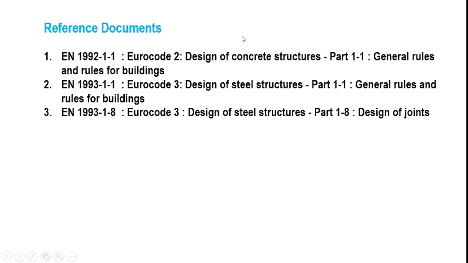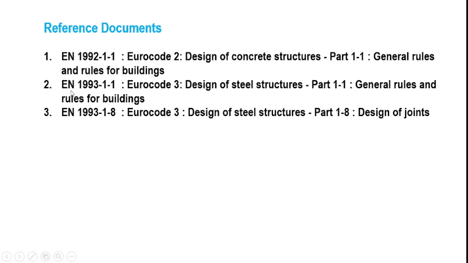Now, before getting into the details, I would like to list the documents that are used for the preparation of this design calculation. So essentially we have three documents. The first one is EN 1992-1-1, that is Eurocode 2, popularly known as EC2, and the title is Design of Concrete Structures, Part 1-1, General Rules and Rules for Buildings. So this is essentially a code for concrete structures.